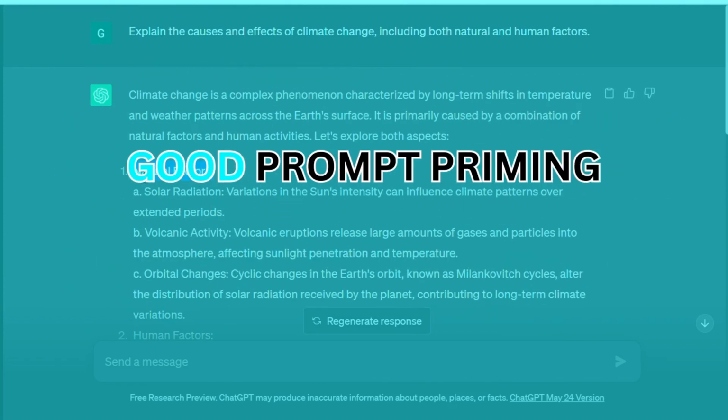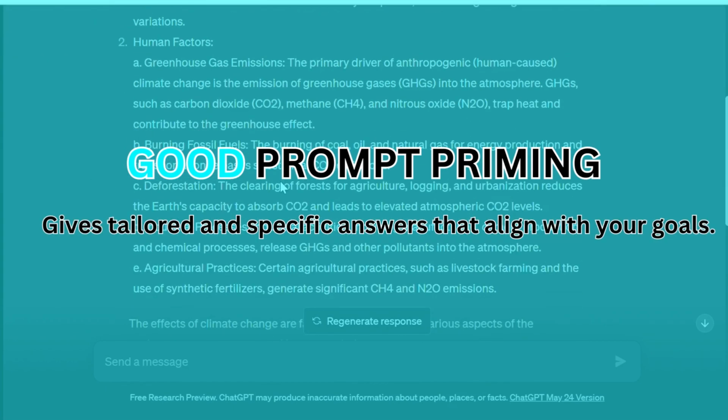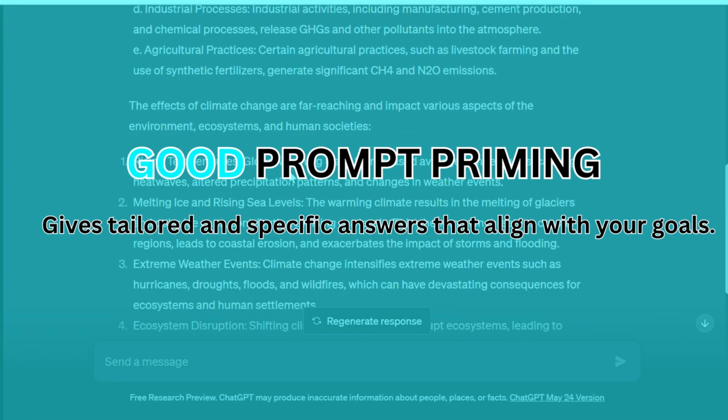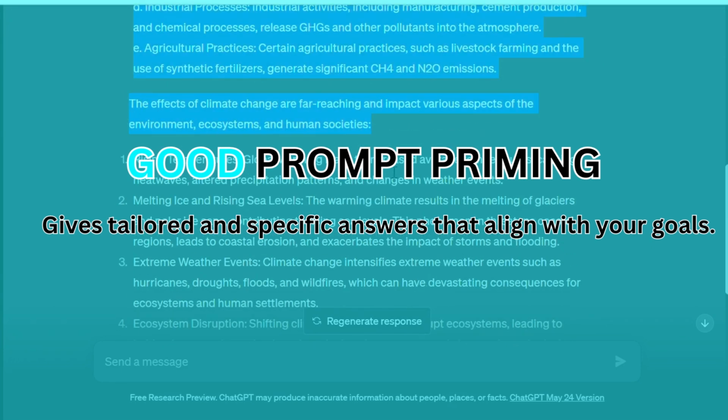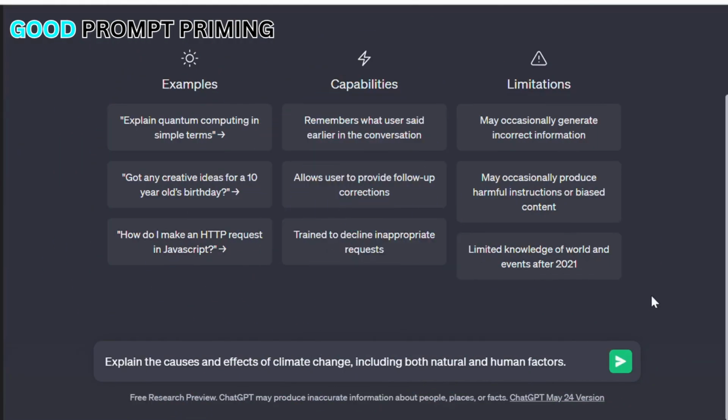Now, let's talk about good prompt priming. This involves giving precise prompts to ChatGPT, which help the model understand your intent and generate accurate and meaningful responses. So, how can you create a good prompt?